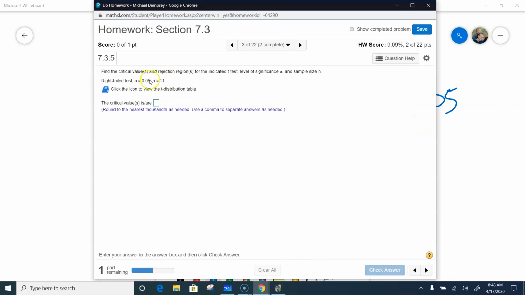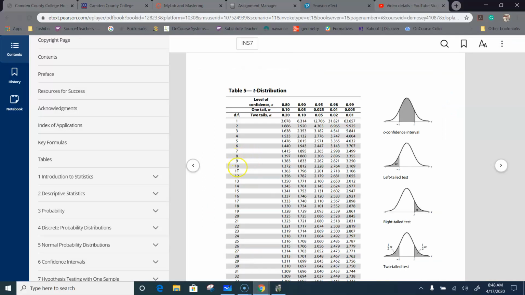Our degrees of freedom is 10, and the sample size is 11. So we go down to 10 degrees of freedom, 0.05 and one tail. Everybody see that that is 1.812.